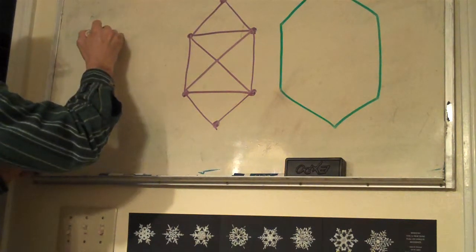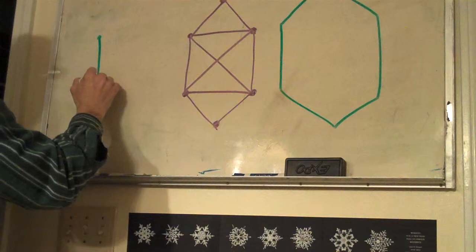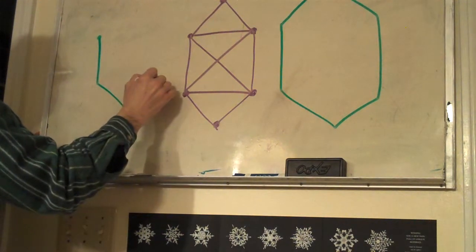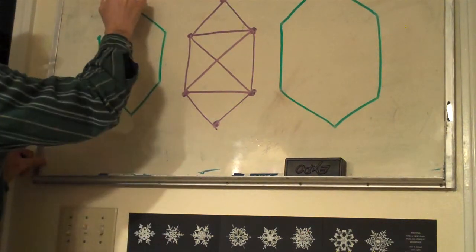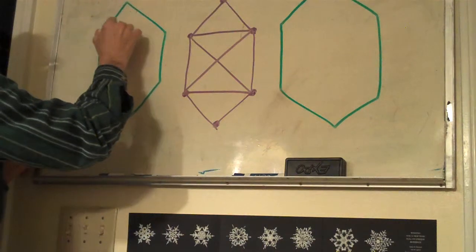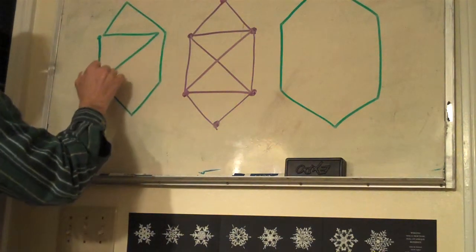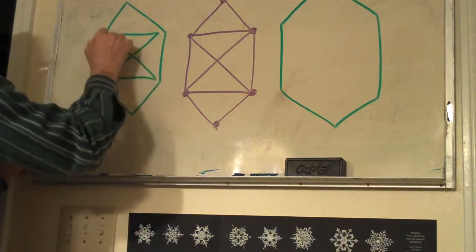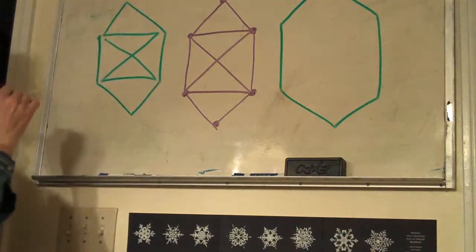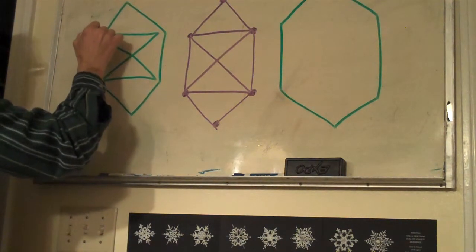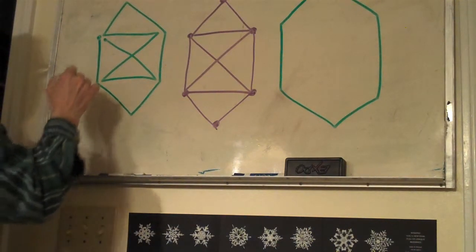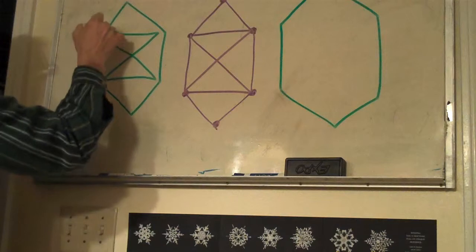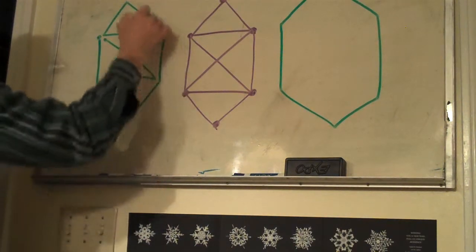I'll start somewhere else. I'll start down here. I'll go like this. Let me see, what else can I do? Well, I think it'll work if I go like this. Okay, I did it. I started here, and I finished at the same place. And I passed through a lot of these places more than once.